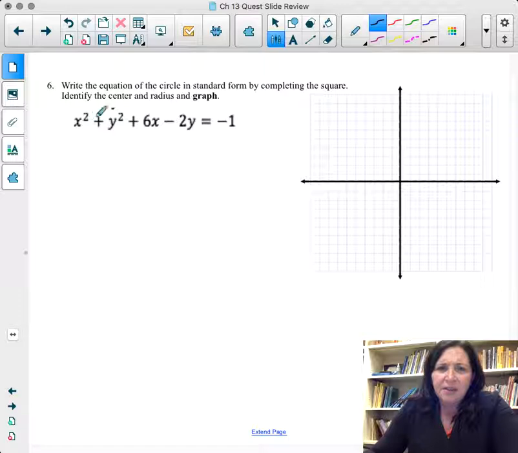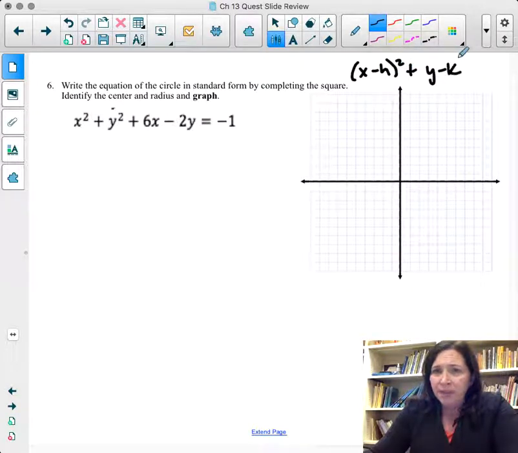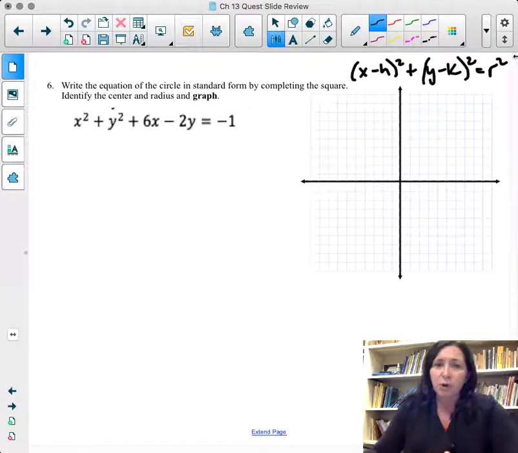The next question says, write the equation of the circle in standard form by completing the square. So this general form right here. And so you want to find it in standard form. So standard form, again, is this form, x minus h quantity squared plus y minus k quantity squared is equal to my radius squared. So that's what we're hoping for. So what we need to do is complete the square.